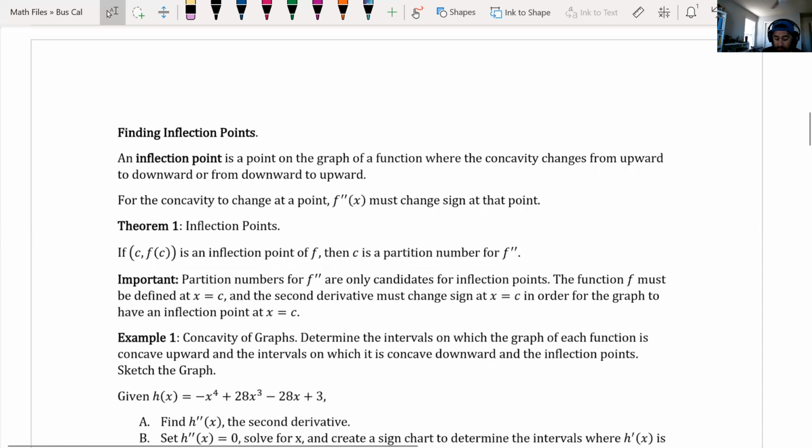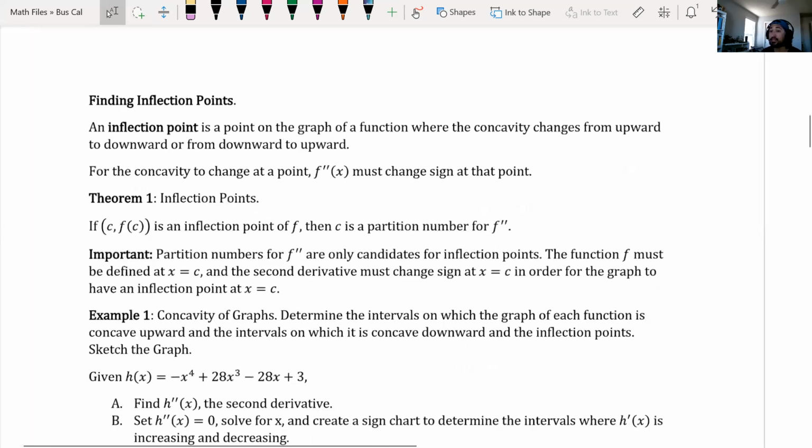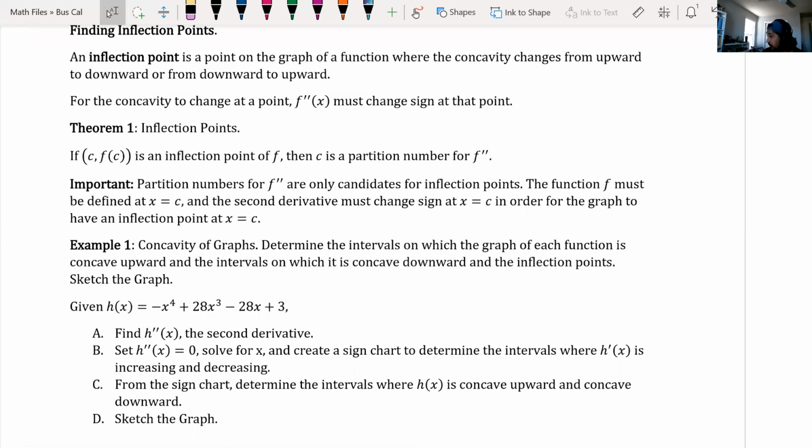So theorem 1, inflection points. If f of c is an inflection point of the original function, then c is a partition number for the second derivative. So it's kind of the same as the first derivative. Critical numbers were called partition numbers because they broke up the sign chart. Inflection points are also partition numbers because they're going to break up a sign chart that we make for them. So some similarities there.